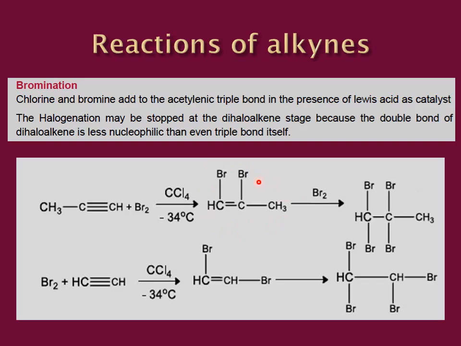Now, what is going to happen in the first step? That bromine molecule is going to add across this triple bond and giving you 1,2-dibromopropene. In the next step, another molecule of Br2 might add and give you 1,1,2,2-tetrabromopropane. Similarly, this is another example.